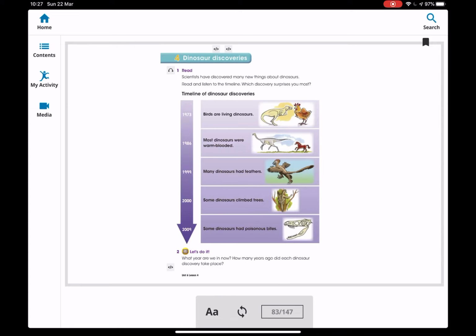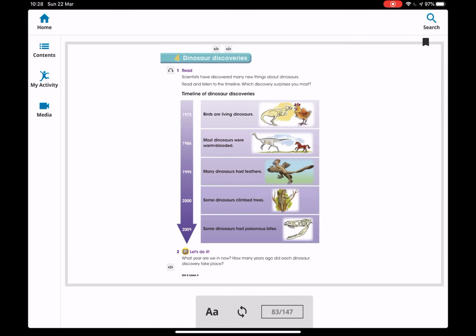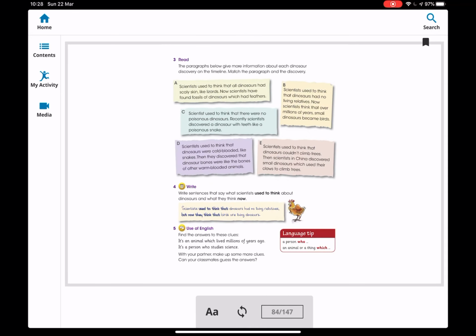Okay, what we're going to do now is look at the next page and read some paragraphs, okay? So a longer sentence. They give more information about each discovery, okay? Obviously, it doesn't say which discovery they're talking about, which is what we need to do today. So, can you see all of these paragraphs in the coloured boxes have a letter, A, B, C, D, E, okay? What we need to do is write the letter of the paragraph next to the purple box of the discovery, okay? So let's just have a read of them together.